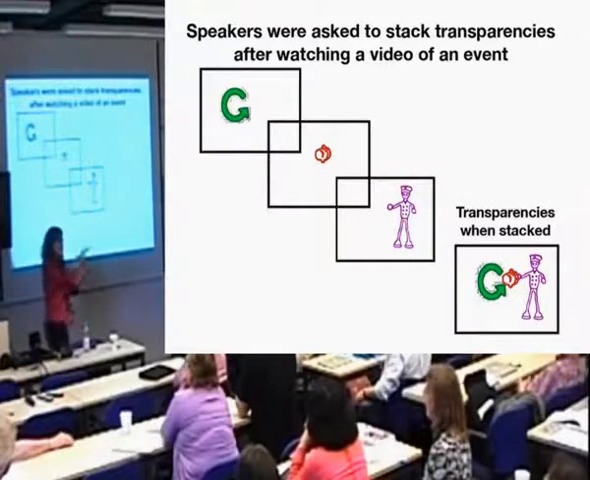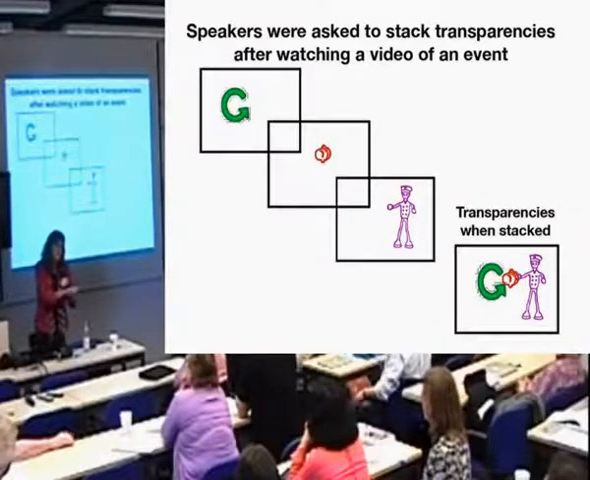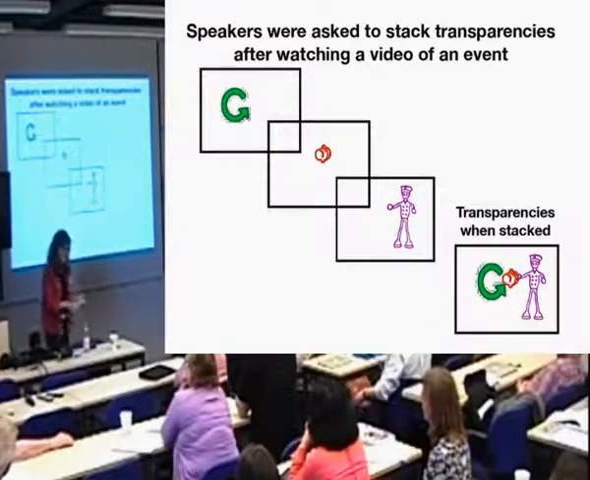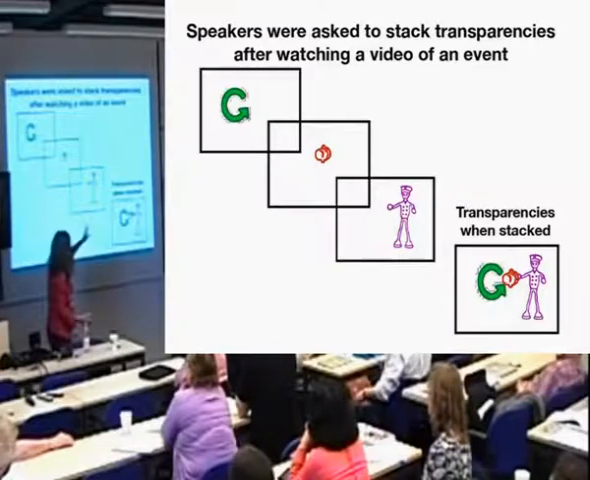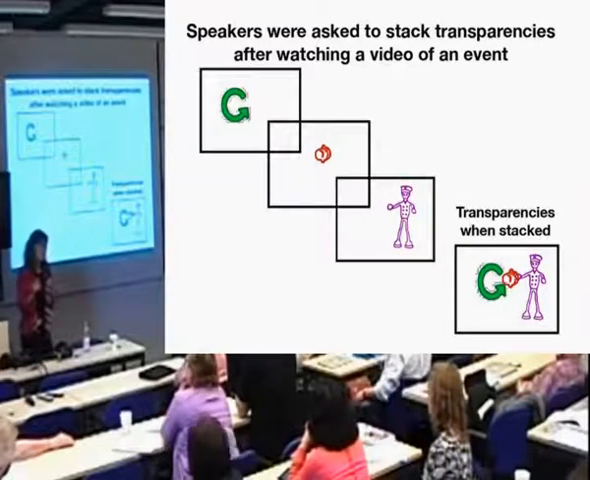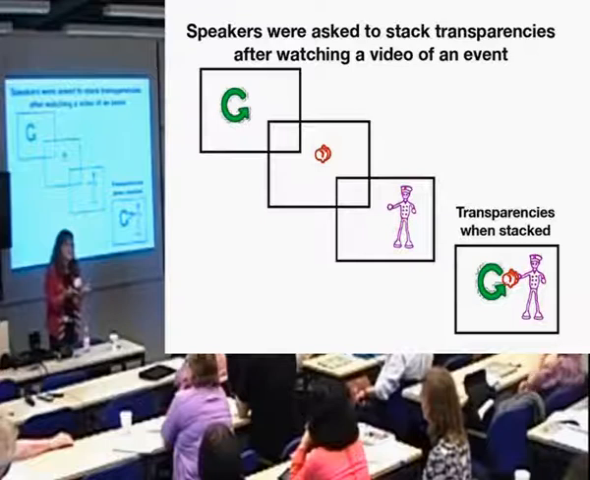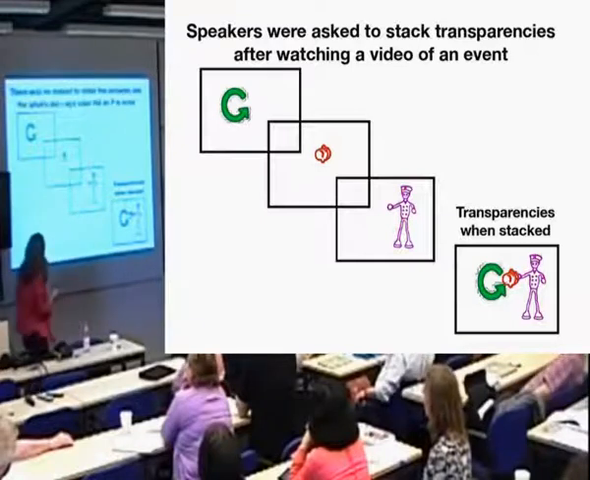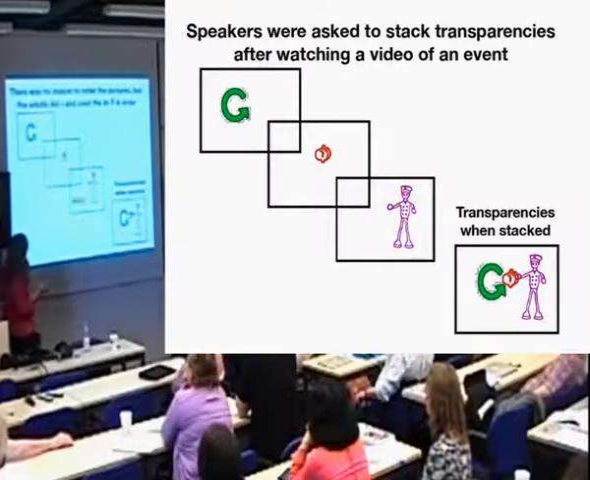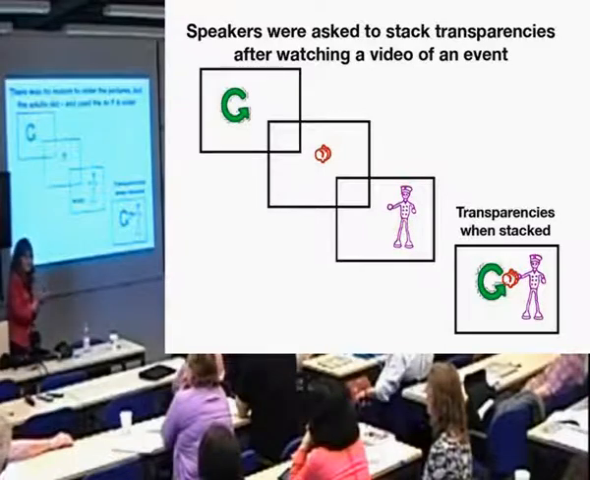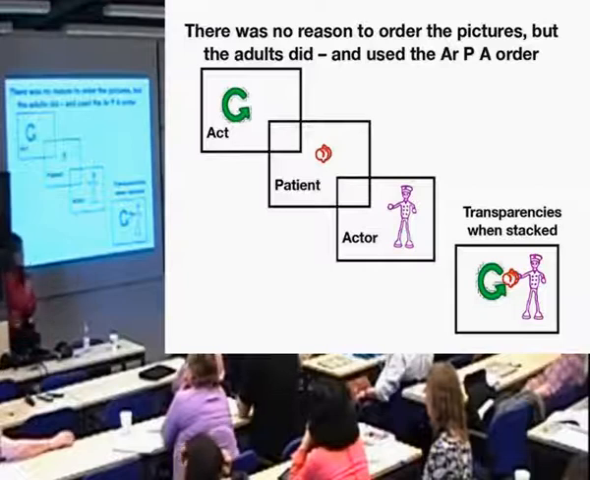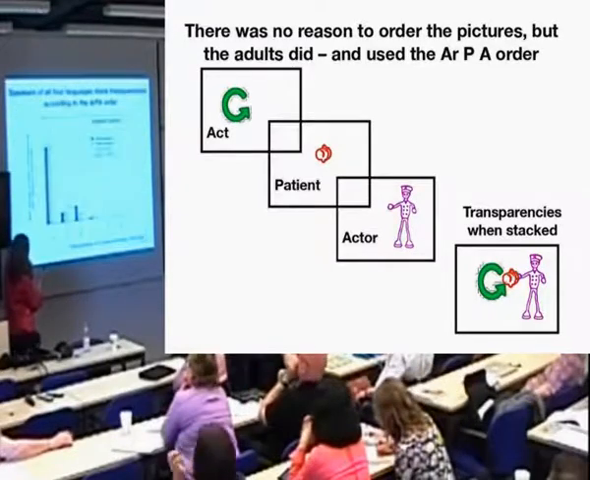So you stack them on it. It doesn't matter in what order you put them because they're transparent, so they all look the same. This is what they look like when they're stacked. What we looked at was the order in which they picked up the transparencies. They didn't have to use any consistent order. We just looked at the order. So despite the fact they didn't have to, first they pick up the transparency for the actor, and then they pick up the transparency for the patient, and then they pick up the transparency for the act. And we found this in all of our subjects.